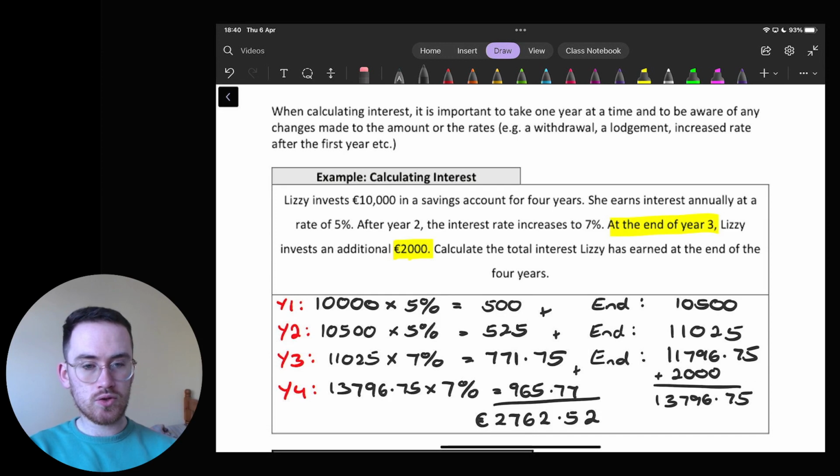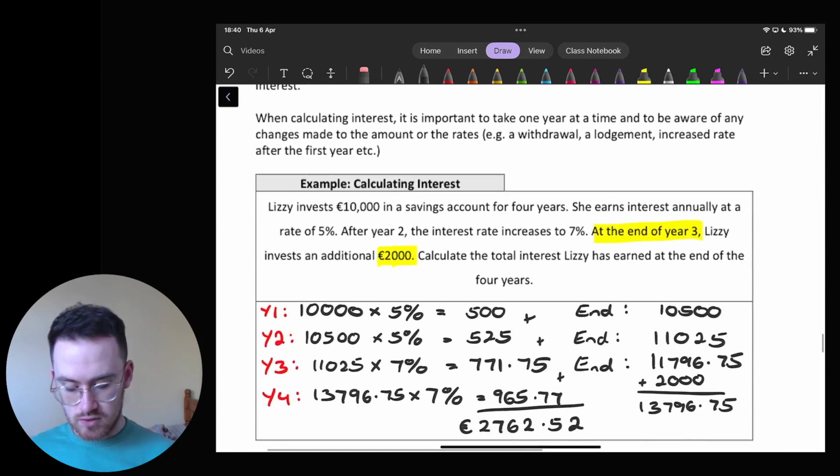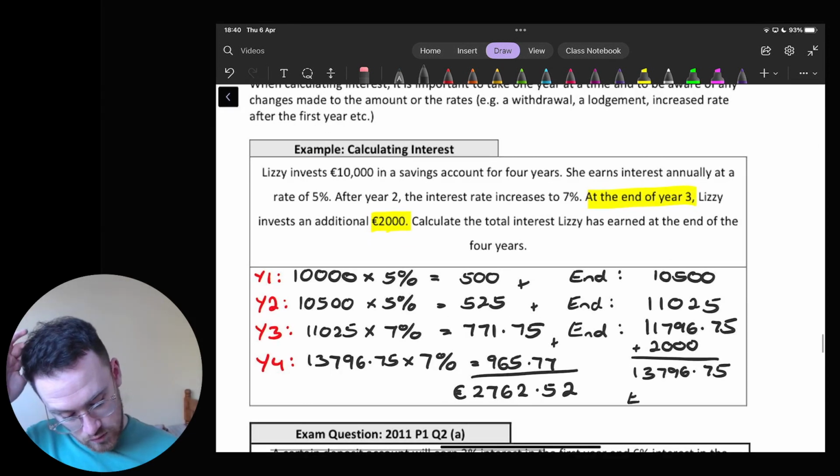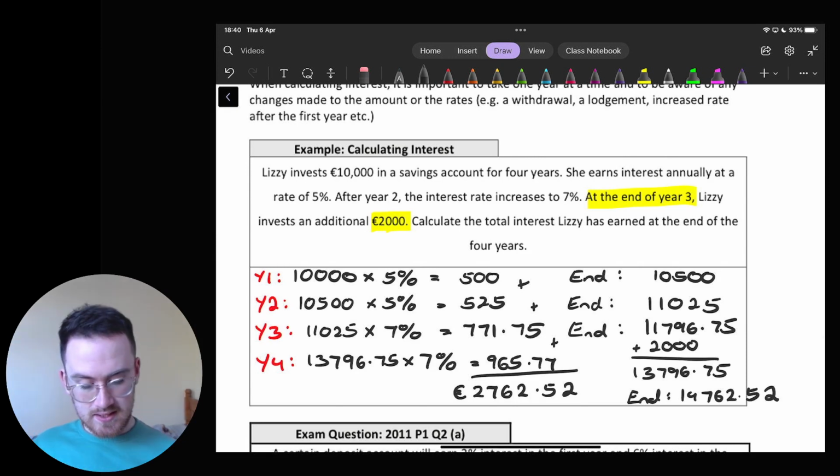We could also have worked out our end result at the end of the 4 years, adding on that interest to work out what I have at the end of the 4th year, which is 14,762.52. And that again would lead us in the same way to work out what we have earned on our interest.